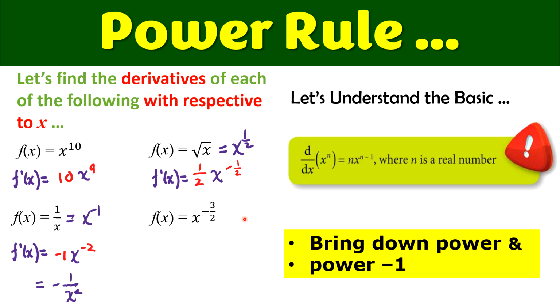Now let's take a look at the last one here. Over here I have x to the power of negative 3 over 2. Again, to find the derivative, I bring the power down, and then the power I subtract by 1. So negative 3 over 2, and I subtract by 1. This will give me negative 5 over 2.